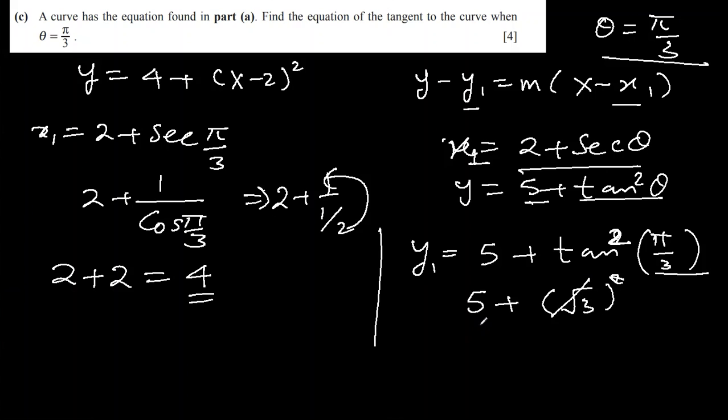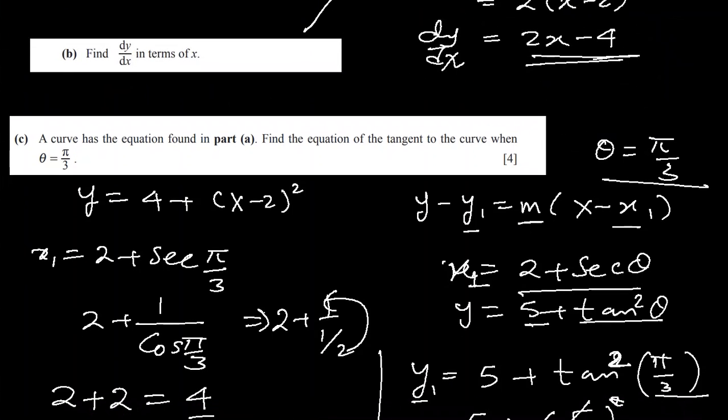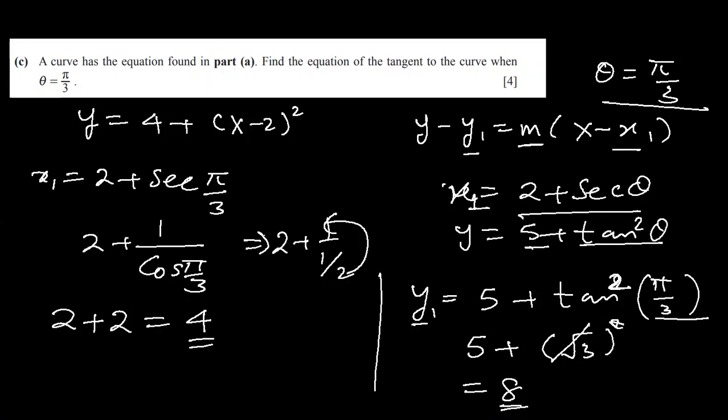Square root 3 and square root cancel out. 5 plus 3 is 8. So we got y1 equal to 8. What is left now? m. Let's find m, dy over dx. What was dy over dx? It was 2x minus 4.